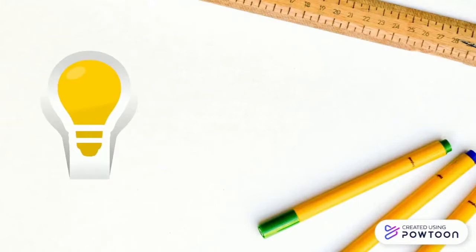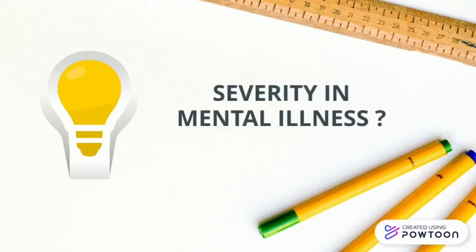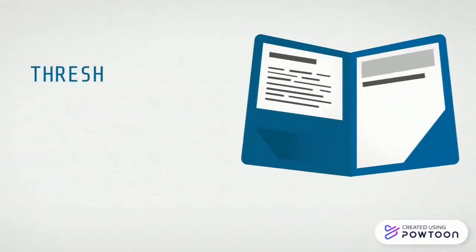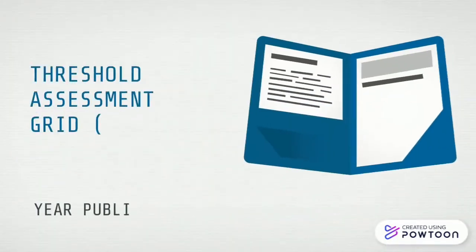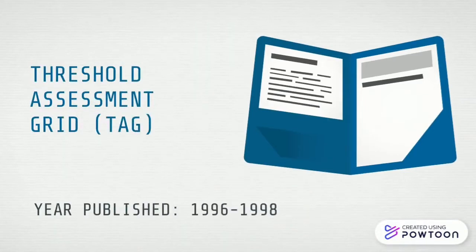From Puan Latifah's story, how can we assess her severity in mental illness? We can use the Threshold Assessment Grid, TAG. This is the Threshold Assessment Grid, TAG. It was published between 1996 to 1998.